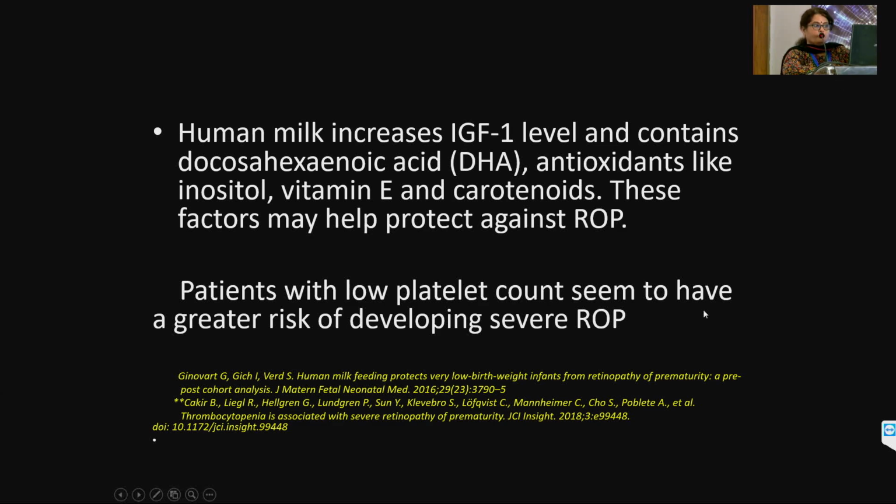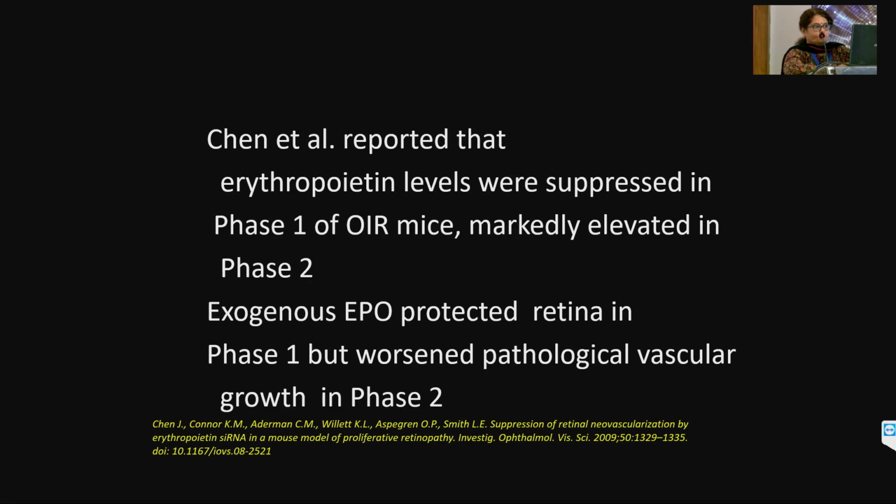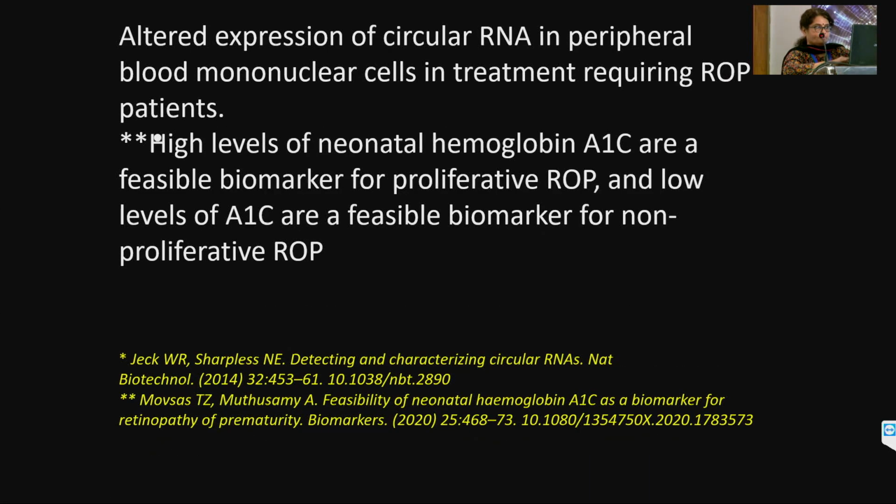And patients with low platelet count, which even we have seen, they come with more hemorrhages, seem to have a greater risk of developing severe ROP. Now, regarding erythropoietin, it has been found that exogenous erythropoietin protected the retina in phase 1, but it worsened pathological vascular growth in phase 2. And this is also an interesting thing, that high levels of neonatal HbA1c are a feasible biomarker for proliferative ROP, and low levels are biomarkers for non-proliferative ROP.